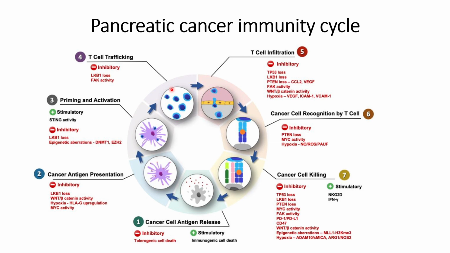Once the T cells get activated, they will traffic towards the tumor cells, and this step can be inhibited by LKB1 loss or FAK loss. If these inhibitory factors are not there, then they will traffic towards the tumor cells and infiltrate the site of the tumors. And once a T cell recognizes the antigen presented on the tumor cells, it will trigger cancer cell killing through NKG2D or interferon gamma signaling pathways.